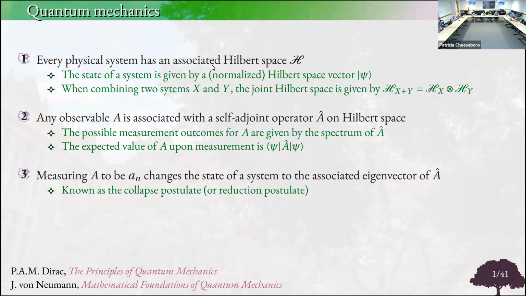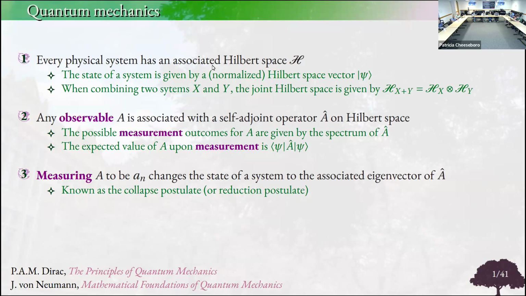In addition, we ascribe to physical observables of the system self-adjoint operators acting on the Hilbert space. The possible measurement outcomes for this observable are given by the spectrum of the operator, eigenvalues in the case that the spectrum is discrete, and the expectation value in the probability theory sense is given by that operator sandwiched between the vector and its dual in the Hilbert space. Now, if you actually measure this observable and you get an eigenvalue or something in the spectrum, then you spontaneously must replace the state with the eigenstate associated with that eigenvalue, because you now know what the value of that observable is. Of course, the state has to be the eigenstate. This is sometimes known as the collapse postulate or the reduction postulate.